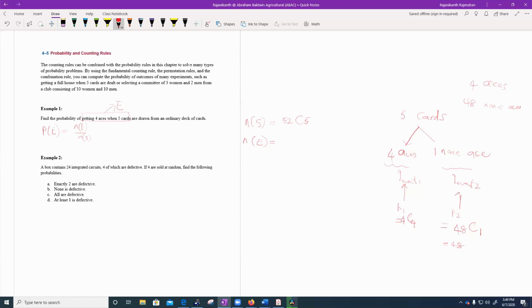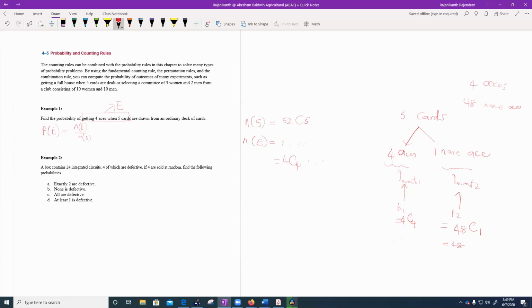In how many different ways could you find four aces out of four? Well, this is only one possibility, because you have chosen all four. So this is one way. Therefore, my N(E) is simply the product of K1 times K2. My K1 is nothing but 4 choose 4, times my K2, which is 48 choose 1.